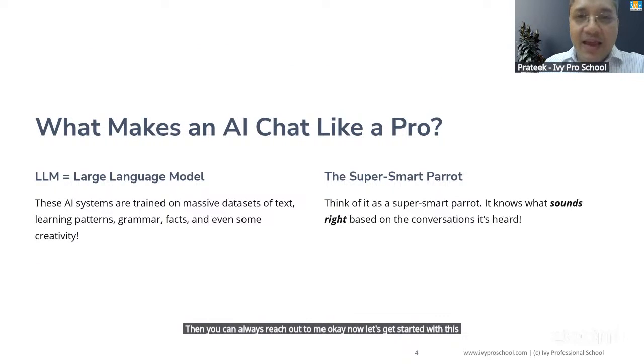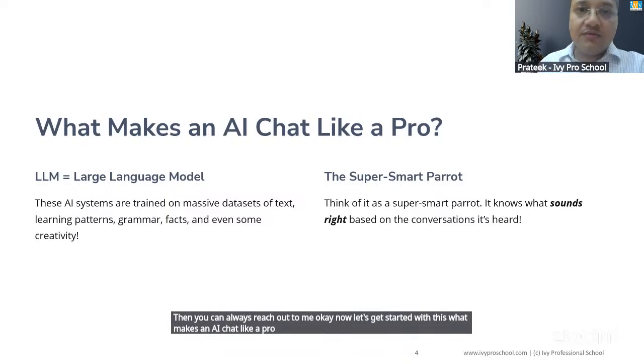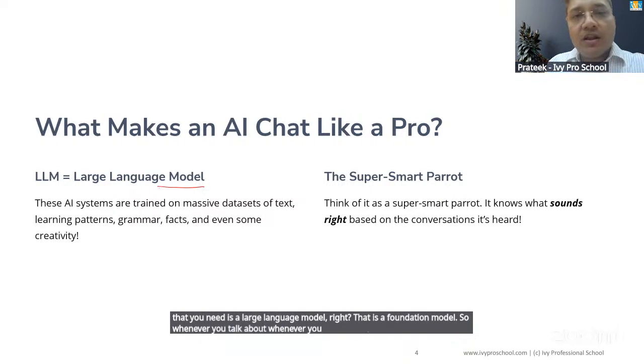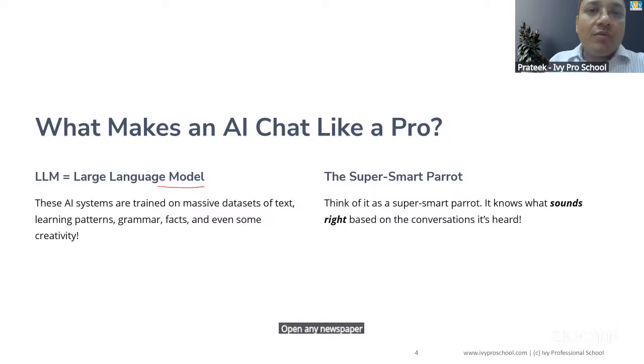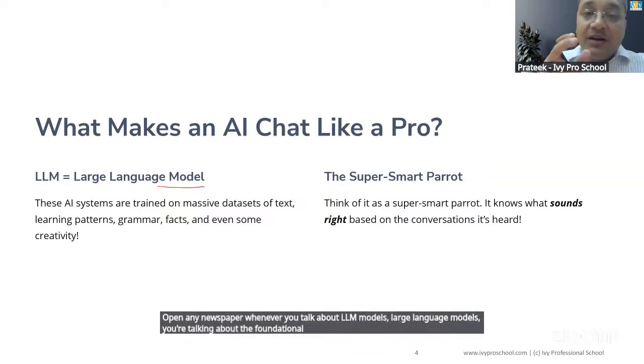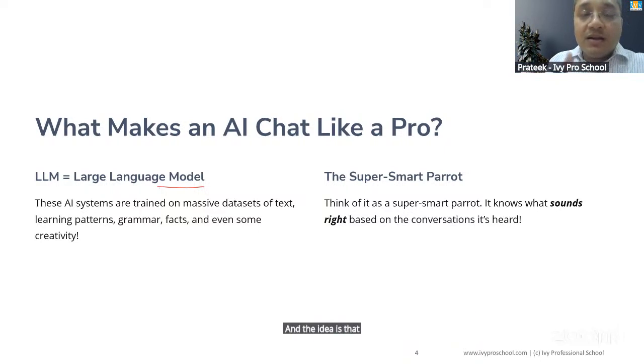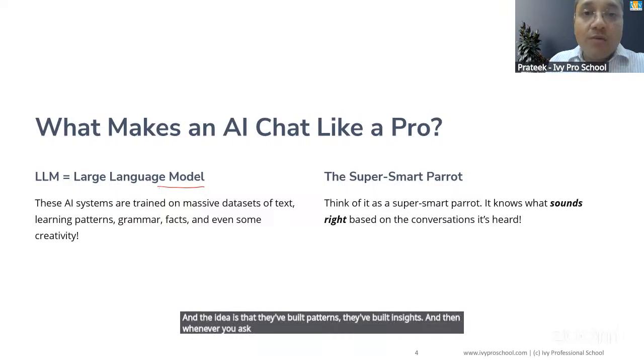What makes an AI chat like a pro, right? The first and foremost thing that you need is a large language model. That is the foundation model. Whenever you talk about LLMs, large language models, you're talking about foundation layer models which have been trained on a humongous amount of language data. They've built patterns and insights, and whenever you ask a new prompt or question to such a model, it applies a probabilistic model to predict the next word in your sentence.